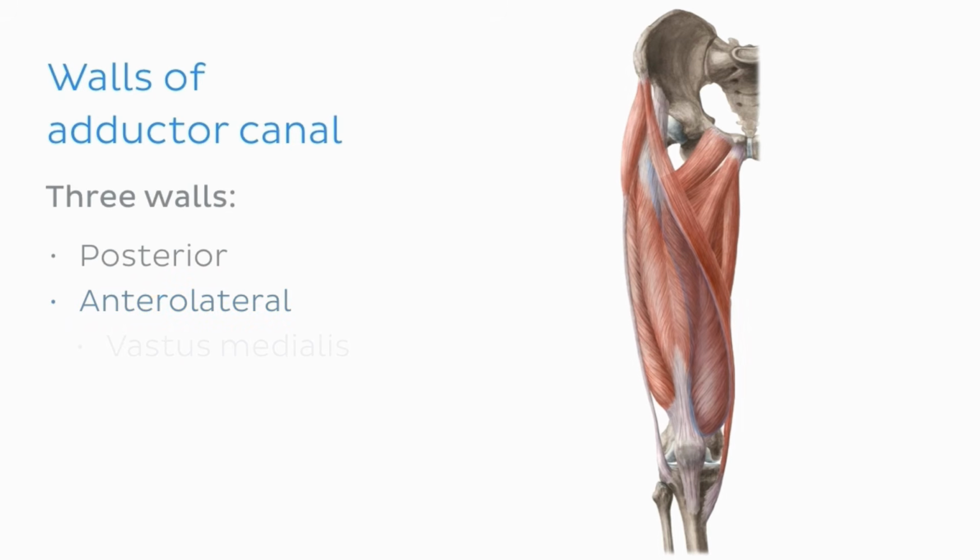The remaining wall is the medial wall, or the roof of the adductor canal, and this is formed by the sartorius muscle, which we can see as it's placed back into anatomical position in this image. Since the canal runs deep to this muscle, it is sometimes referred to as the subsartorial canal.